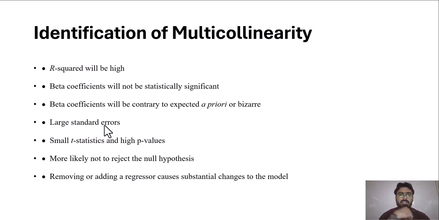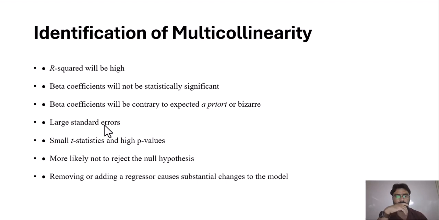The next thing is small t values and high p values. Basically, when the t value is greater than 2, we assume that there is a significant relationship, meaning results are significant. But when the t values are less than 2, it means that results are insignificant. When there is an issue of multicollinearity, it will lower the t values, which means your results are statistically insignificant. Similarly, when t values become lower, p values become higher and higher. When p values are more than 5%, it means that results are not significant.